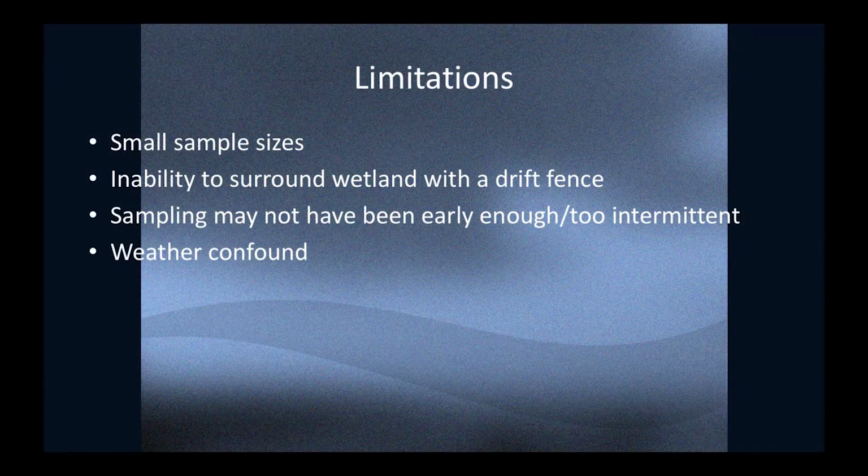So my limitations: small sample sizes was a big issue. Some years we only caught like 2 immigrating salamanders at some traps, and other years we caught maybe 10 or 15, which is nicer, but it makes it harder to make conclusions based on that.